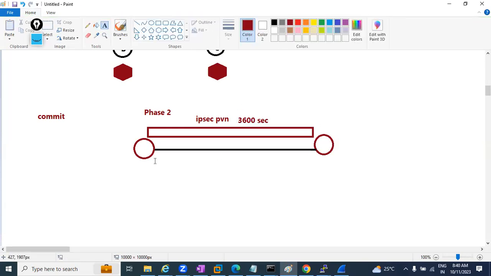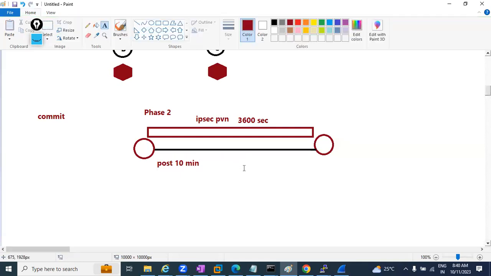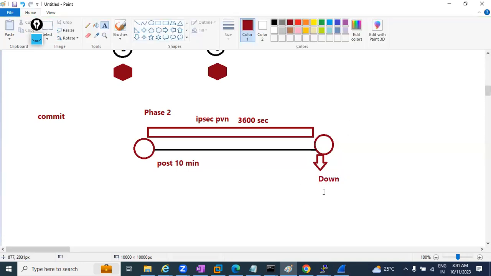Let's consider that after 10 minutes, post 10 minutes, what happened? Let's consider, because of some technical problem, this router went down. It is down right now because of some technical problem. So what next now? This is already down and not able to communicate.